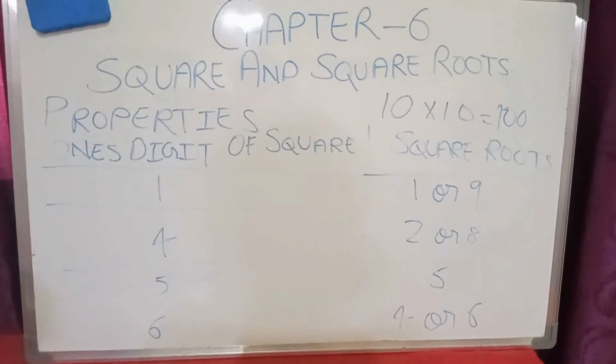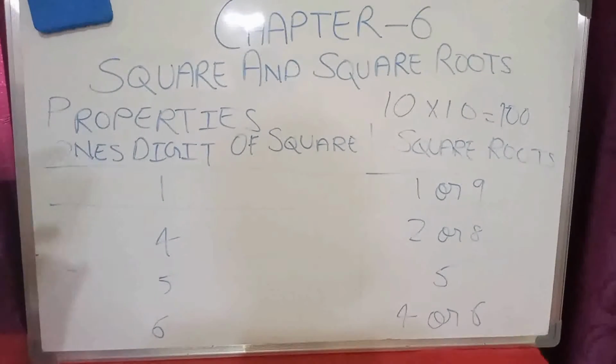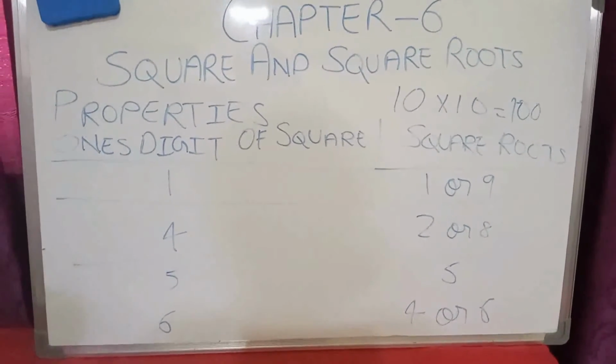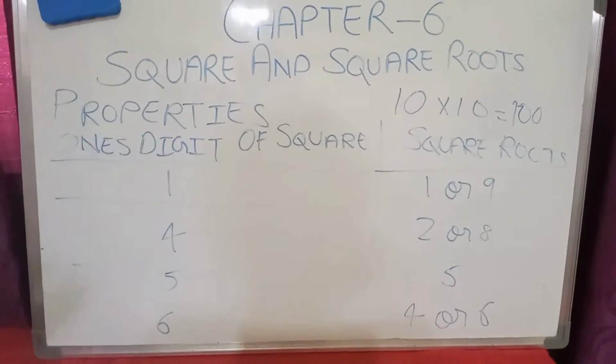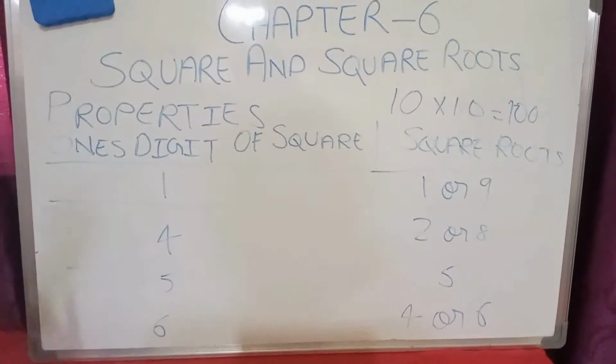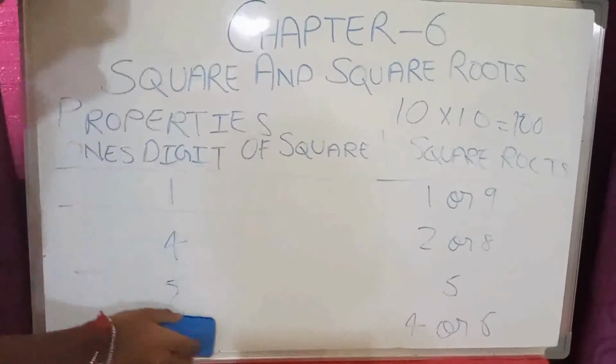So 2, 3, 7 and 8 are not there inside a square, because no square can end with 2, 3, 7 or 8. If any number is given ending with 2, 3, 7 or 8, then its square root will be in decimals. Now another is 0.